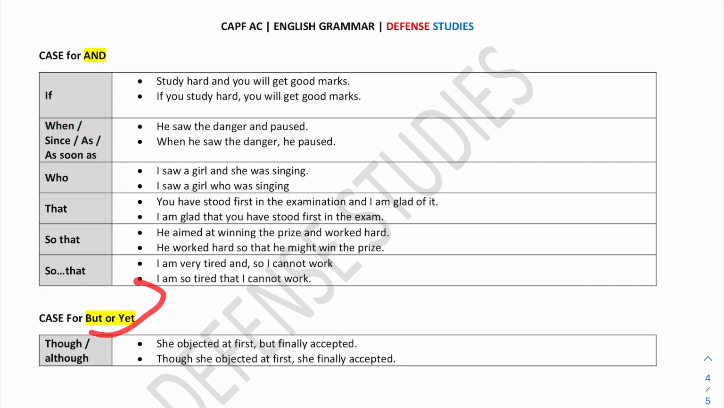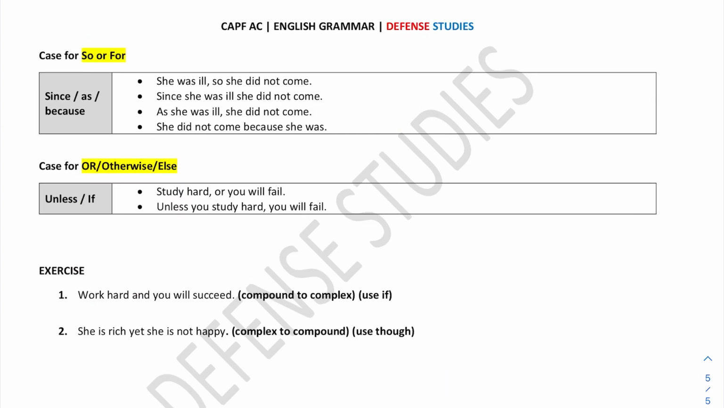Now in the case of but or yet, whenever you find but or yet in a compound sentence, you will use this kind of subordinate conjunction. Okay. Now in the case of so and for, whenever you find so and for in a compound sentence and you need to convert that compound sentence into a complex sentence, you would be using this kind of subordinate conjunction. And in the case of or, otherwise, or else, you need to use unless and if.